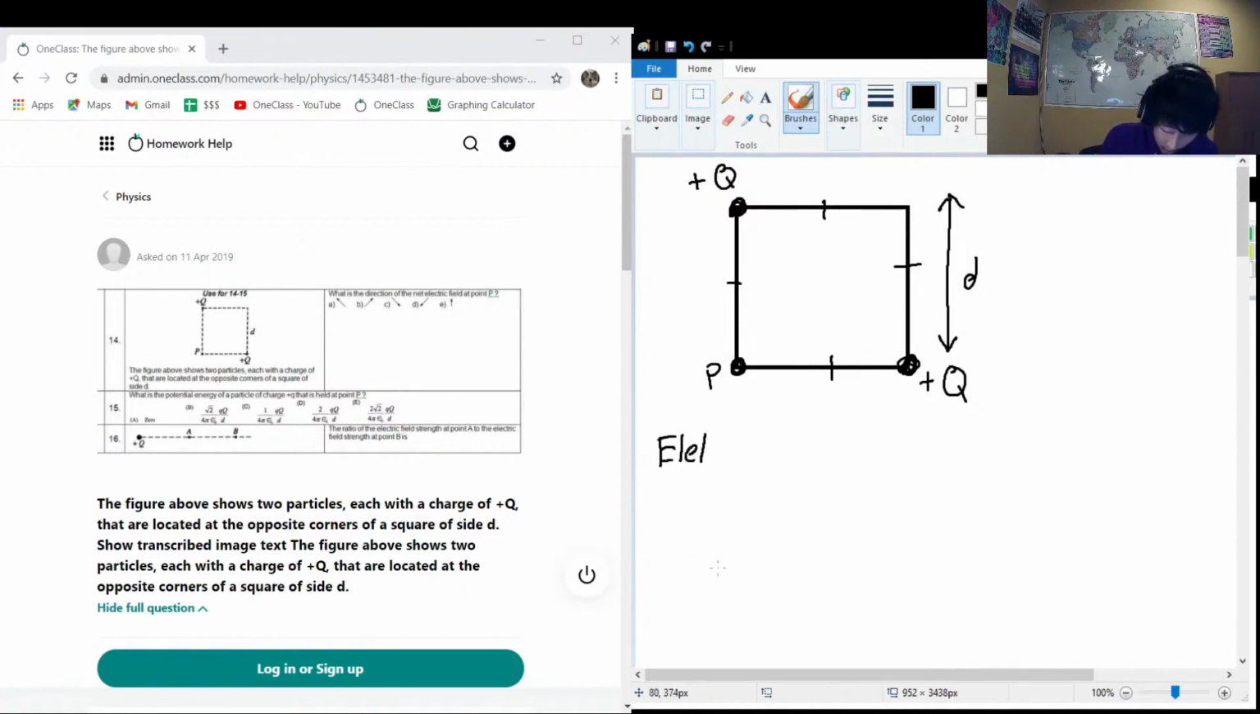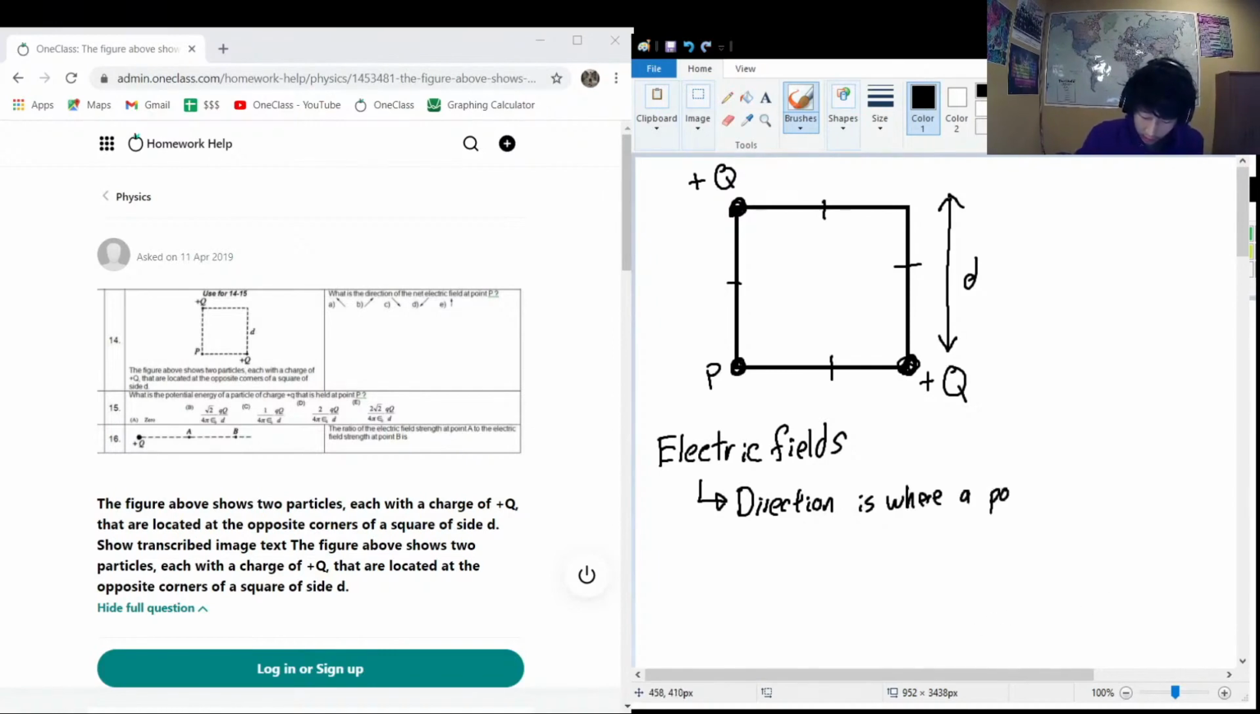Okay, so let's think about this for a second. Electric fields. Whoops, spelling is not my thing. Electric fields. The direction that an electric field is going to point is the direction where a hypothetical positive particle would be pushed.